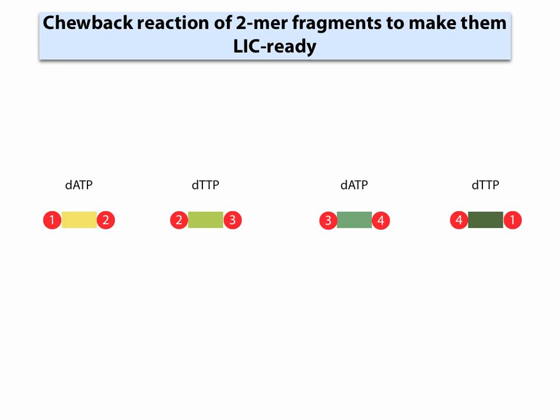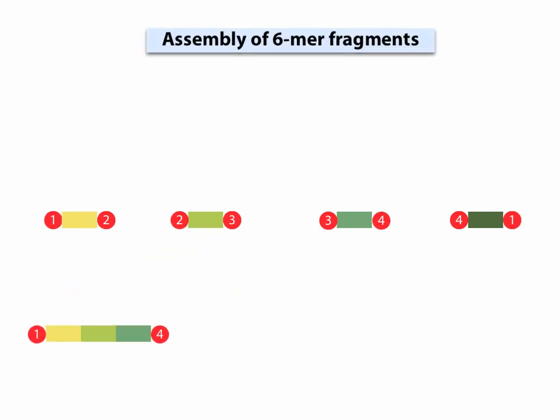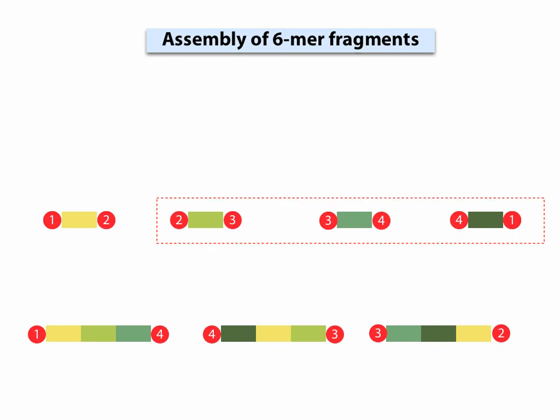Using LIC-ready 2-mer fragments, one can generate the following 6-mer fragments: a 6-mer fragment with the ID 14, a 6-mer fragment with the ID 43, and a 6-mer fragment with the ID 32. In principle, it would also be possible to assemble a 6-mer fragment with the ID combination 21, yet this ID combination will later be used by the final destination vector, so we do not use it for the assembly of 6-mers.